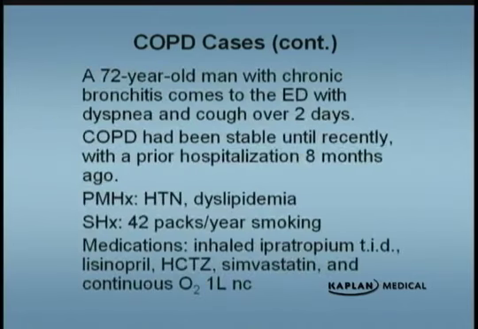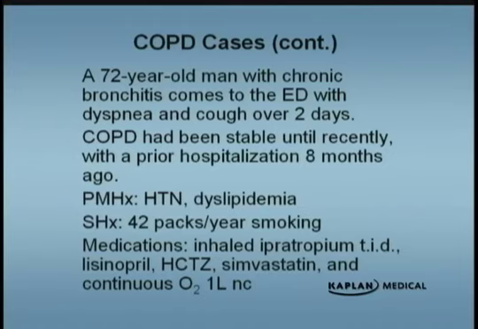A 72-year-old man with chronic bronchitis comes to the emergency room with dyspnea and cough over 2 days. COPD has been stable until recently, with a prior hospitalization 8 months ago. His past medical history is hypertension, dyslipidemia. He has a social history of 42 pack years smoking. Medications: inhaled ipratropium 3 times a day, lisinopril and hydrochlorothiazide for his blood pressure, simvastatin for his cholesterol, and he gets continuous oxygen, 1 liter per nasal cannula.